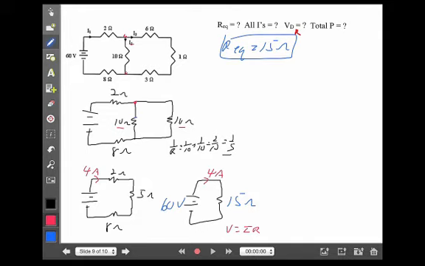Well, I run the 4 amps around the circuit. 4 amps times 2 ohms is 8 volts. 4 amps times 5 ohms is 20 volts. And 4 amps times 8 ohms is 32 volts. And now here's my quick check. 8, 20, and 32? That adds up to 60. I must be in good shape, right?